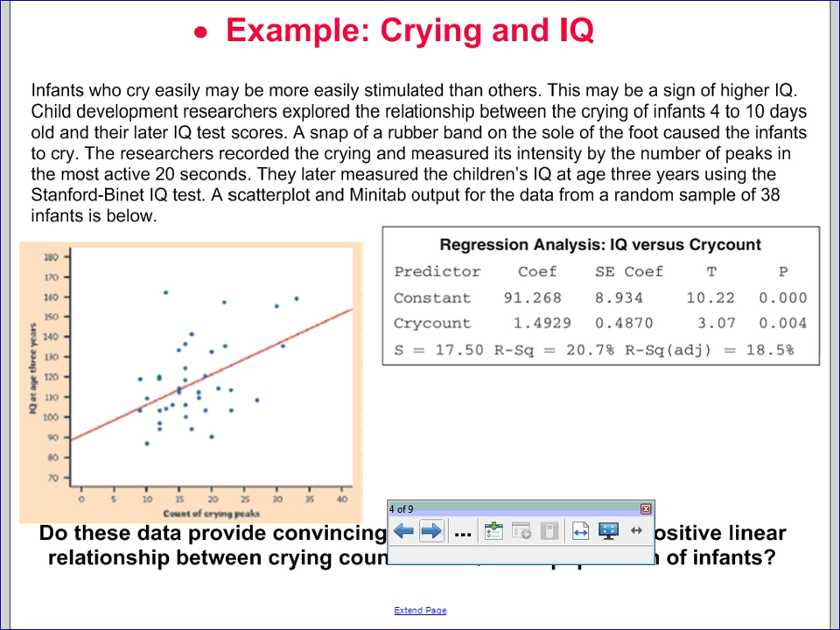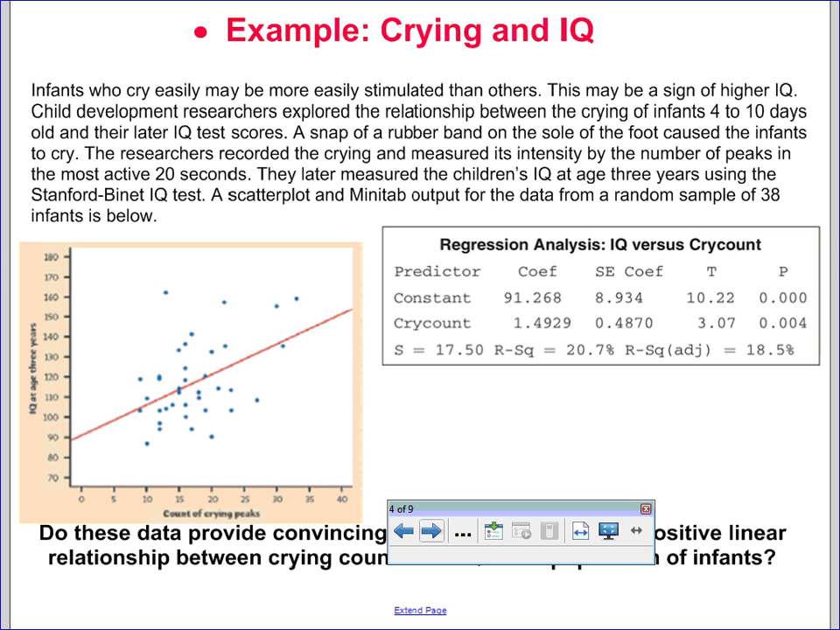So here's an example. Infants who cry easily may be more easily stimulated than others. This may be a sign of high IQ. Child development researchers explore the relationship between crying in infants 4 to 10 days old and their later IQ test scores. They snap the kids on the foot with a rubber band to cause them to cry. Researchers recorded the crying and measured its intensity by the number of peaks in the most active 20 seconds.